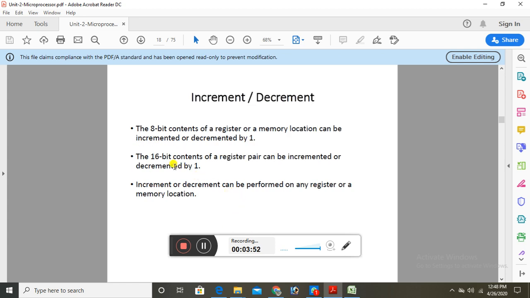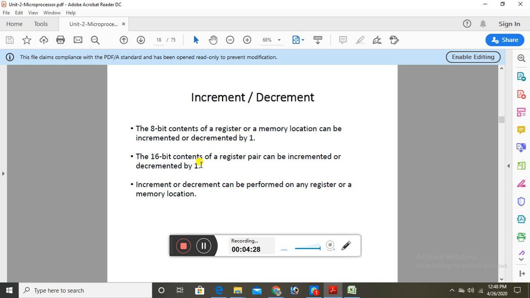Fine. Then comes increment and decrement. The 8-bit contents of any register, maybe A, B, C, D, E, H, L, or a memory location, can be incremented or decremented by 1. It is just like for i equal to 0, i less than n, i plus plus, that is i plus plus or i minus minus, incrementation or decrementation. By default, increment or decrement is done by 1.